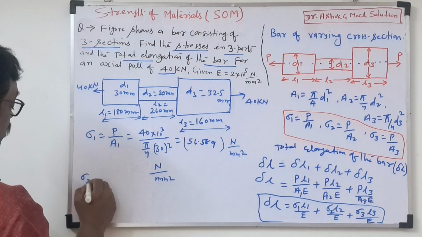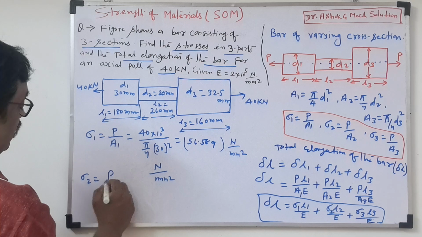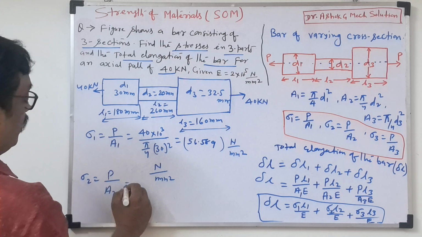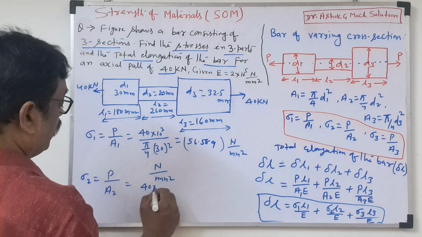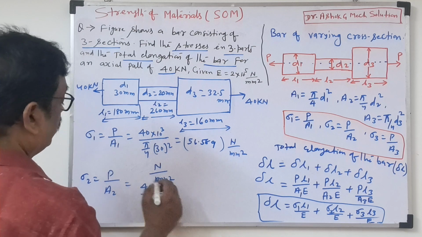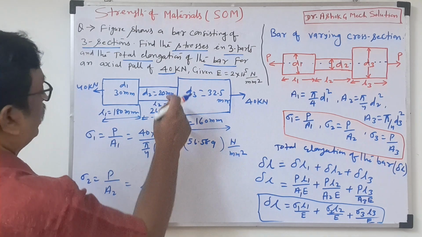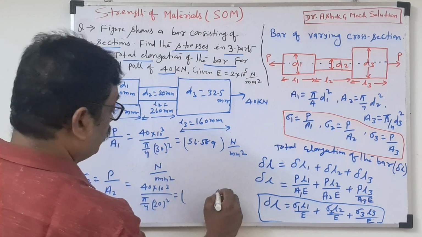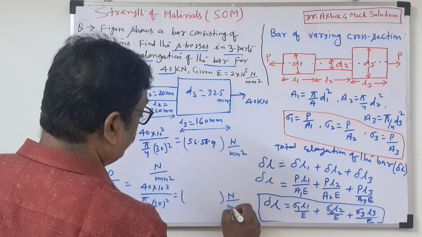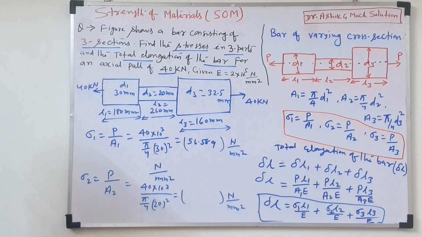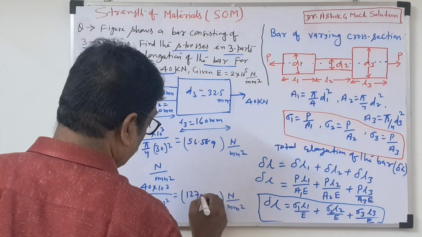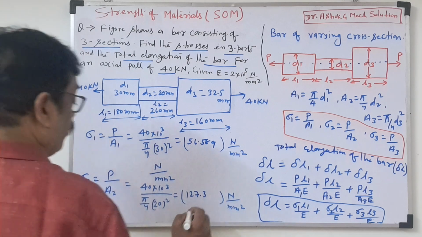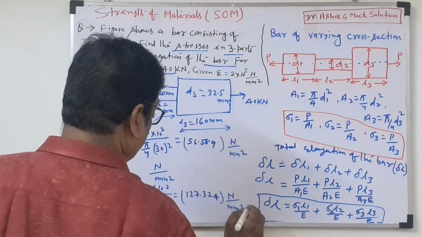Now similarly, the stress for the second section, same formula. What is P by A2 here? P is 40 into 10 power 3 divided by pi by 4 into dia 20 whole square. This value also will come in Newton per mm square. So sigma 2 is 127.324 Newton per mm square.